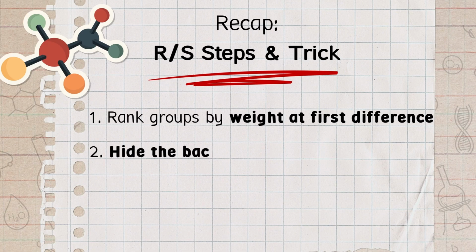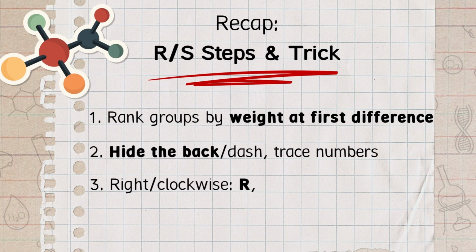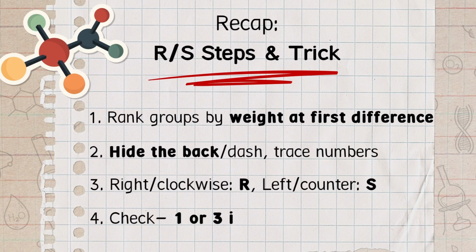2. Hide the back or dashed group and trace the numbers you see. Ensure you're hiding the dash that is literally on the chiral center. 3. Write the configuration. Right or clockwise is R, and left or counterclockwise is S. And 4. The trick. Check. If rank 1 or 3 is in the back, flip your answer. Note that when you're checking the dash, it must be the dash directly on the chiral center, not a dash down the chain somewhere. These 4 steps can solve most instances of R and S configuration in molecules that aren't more complex in 3D shape, by the way.